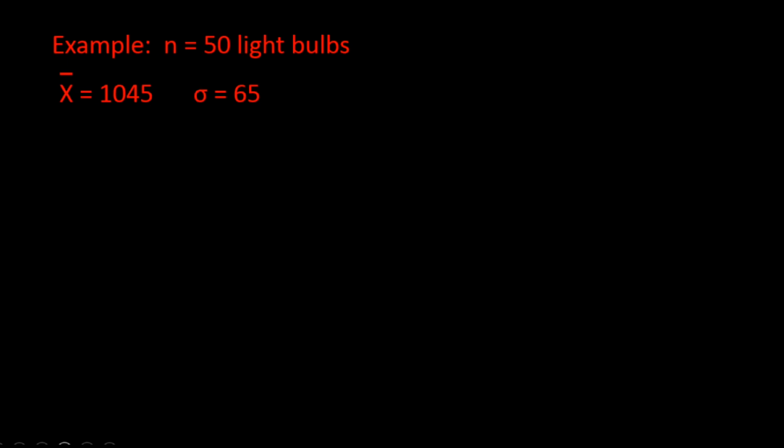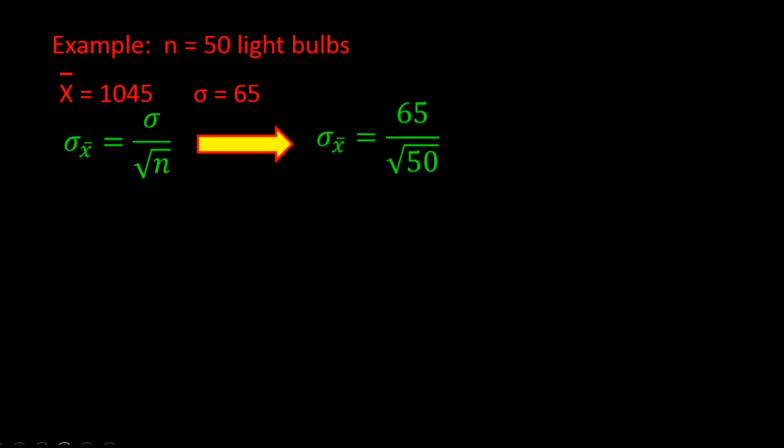To illustrate how this formula is used, let's take a sample of n equal 50 light bulbs and get a sample mean x bar of 1045 hours. We know the population standard deviation is 65 hours. Then the standard deviation of the sample mean x bar would be 65 divided by the square root of 50, which is 9.19. We could take another sample of n equal 50 light bulbs and get another sample mean, and another, and another, and another.